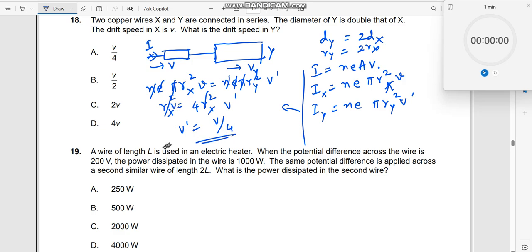So we have V here. So V by 4, thus the answer should be V by 4. Okay, let us move on to the next question.